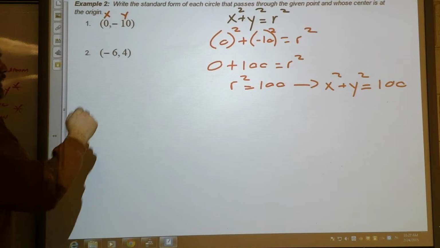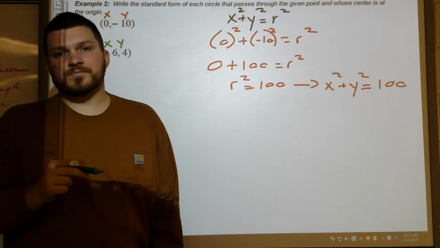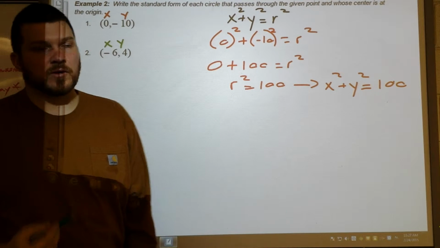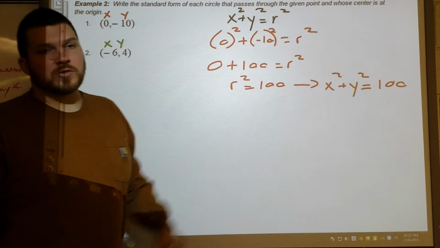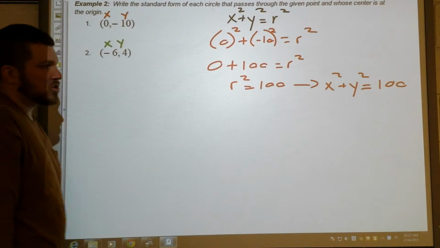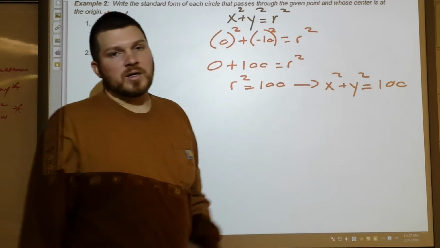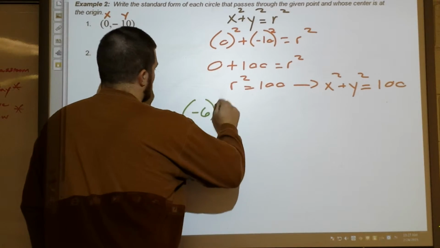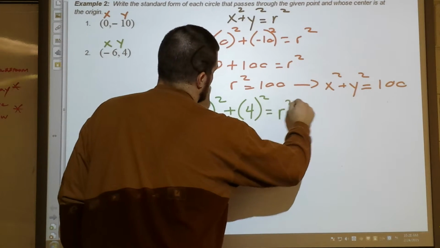Again, I'm given a point, x, comma, y, that lives on the circle. I do not have the radius of this particular circle, so I need to find that first. So what I'm going to do is plug in for x, plug in for y into my rule. Then I'm going to solve for r squared. Once I have r squared, then I'm going to be able to write the equation of the circle. So let's get started. So negative 6 squared plus 4 squared equals r squared.